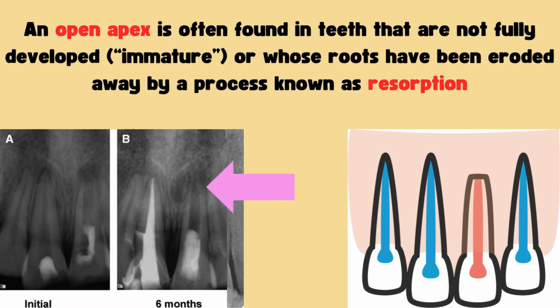As I said, apexification is indicated for a tooth that has an open apex. So this is a picture and periapical x-ray that is taken for a tooth in which you can see the apex is open, which means that the root is not fully developed. Or in other words, the roots have been eroded away by a process known as resorption. So what is resorption? Make sure to watch my previous videos in order to know more.